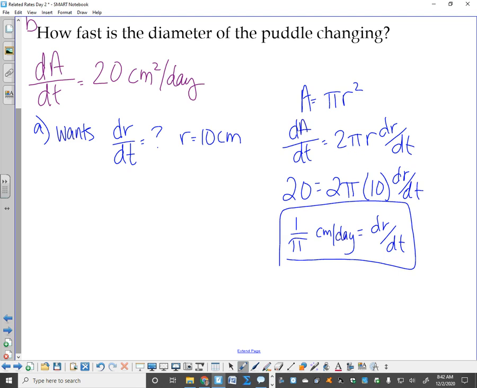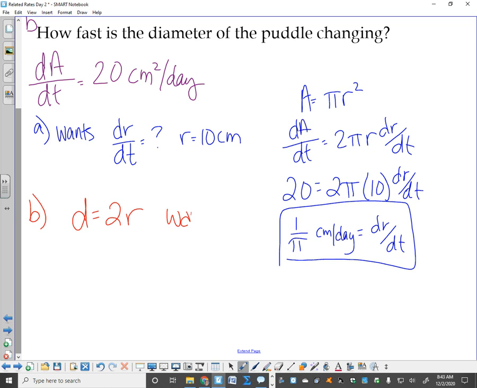So there is part A. Now part B says, how fast is the diameter? Well, a couple different ways you can do this. You can put area in terms of the diameter instead of radius. I'm just going to write a relationship between diameter and radius, so I'm going to avoid the whole area thing. I know that the diameter is twice the radius.